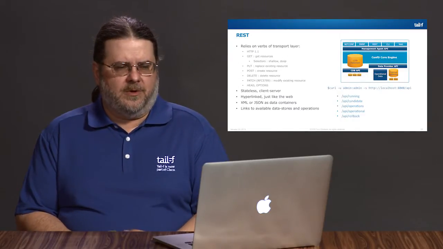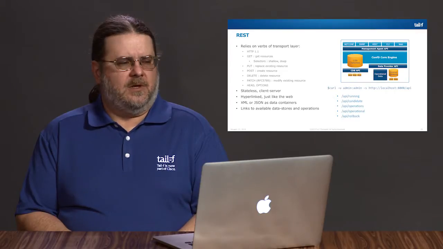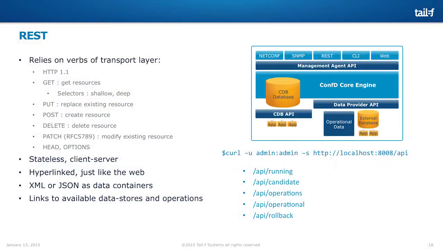The final northbound interface of ConfD is the REST interface. Just like SNMP, Web, and the full-featured CLI, REST is included with the premium version of ConfD. REST is something many people are familiar with from programming in the web services world. It relies on the verbs of the HTTP transport layer. REST is not a standardized management protocol.